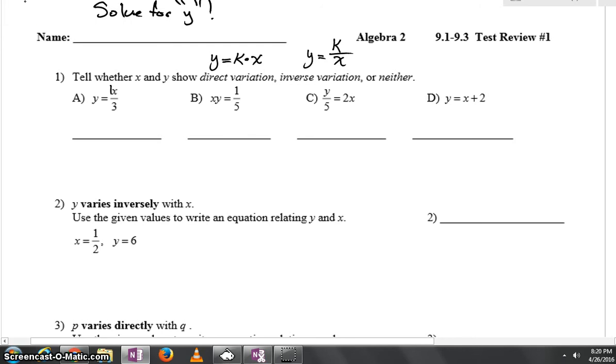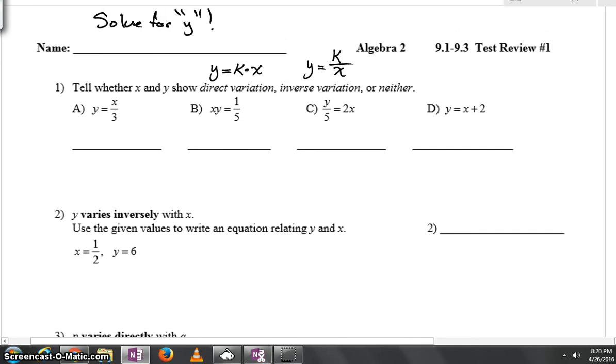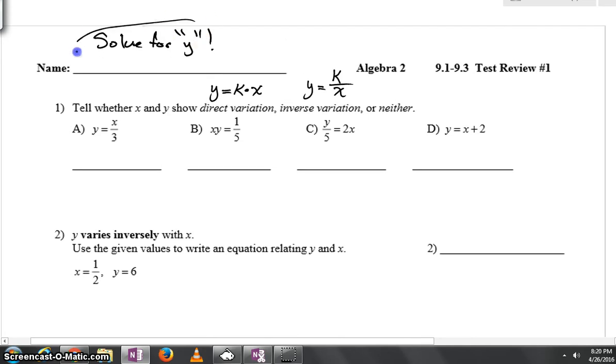Chapter 9 in Algebra 2, we're looking at our test review for sections 1 through 3. Question 1 is going to ask whether you have direct or inverse variation or neither. And I'd like to make the following recommendations. First of all, for a problem like number 1, solve for y. Get y all by itself.